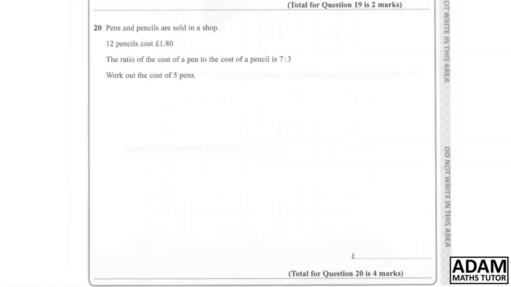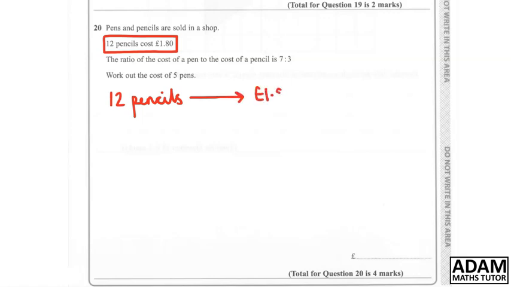Question 20. Pens and pencils are sold in a shop. 12 pencils cost £1.80. The ratio of the cost of a pen to the cost of a pencil is 7 to 3. Work out the cost of 5 pens. So 12 pencils have a cost of £1.80. That means that 1 pencil would have a cost of 0.15 if I divide by 12.